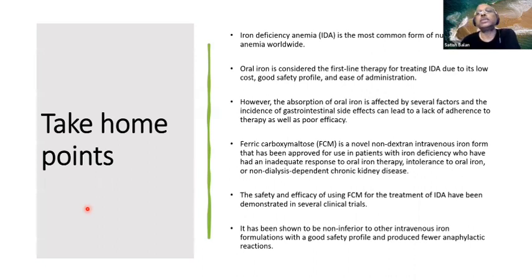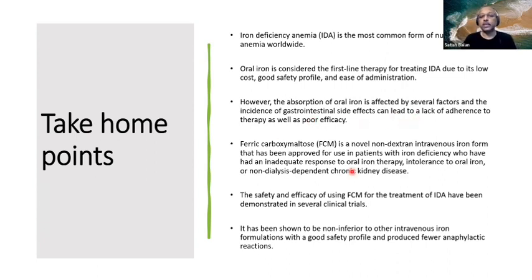So what are the take-home points from this presentation? That iron deficiency anemia is the most common form of nutritional anemia worldwide. Oral iron is considered the first line therapy for treating iron deficiency due to its low cost, good safety profile, and ease of administration. But the absorption of oral iron is affected by several factors, and the incidence of GI side effects can lead to a lack of adherence as well as poor efficacy.